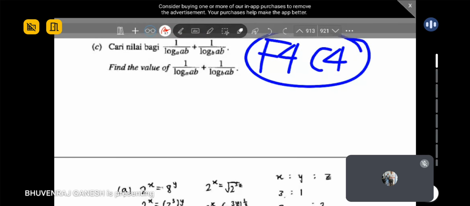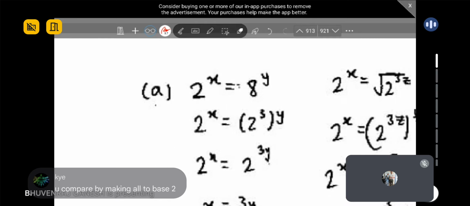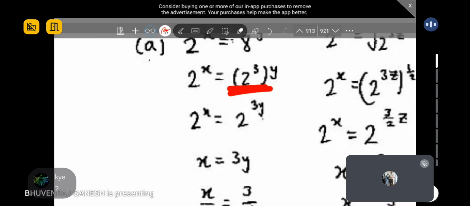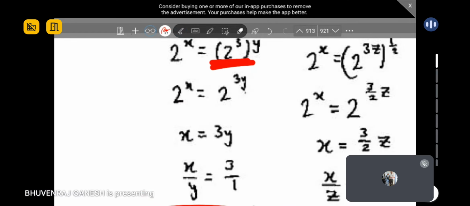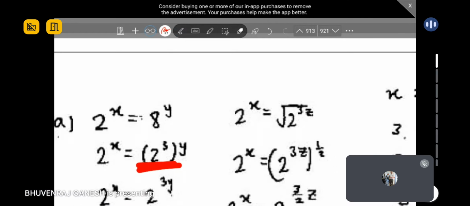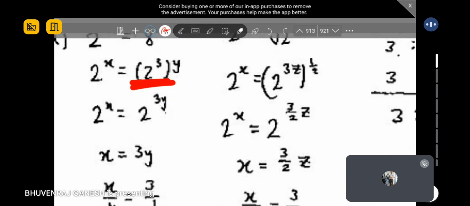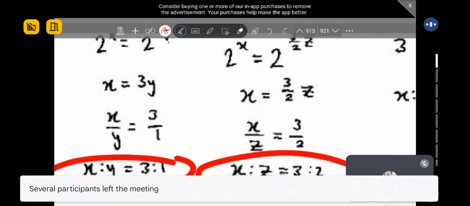Okay, so X and Y, you start first. Okay, so for X and Y, okay, you just use the indices rule. Okay, tukar kepada asas 2, correct. Okay, you change 8 to base 2. Okay, and then you compare the indices. Okay, so kamu akan dapat nisbah X to Y, 3 to 1. Okay, senang kan? Okay, then you compare X and Z. Okay, bandingkan X dan Z. So, square root, punca kuasa 2, tukar kepada 1 per 2. Okay, your index is 1 over 2. Yes, correct, Kai. Okay, and then same concept, compare the indices, bandingkan index dia. Okay, and then cari X bahagi Z. Okay, find the ratio X over Z.